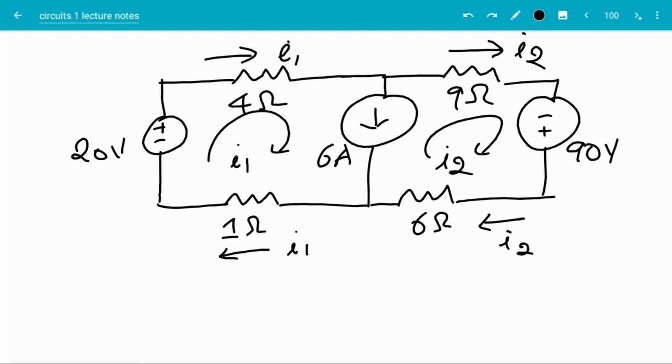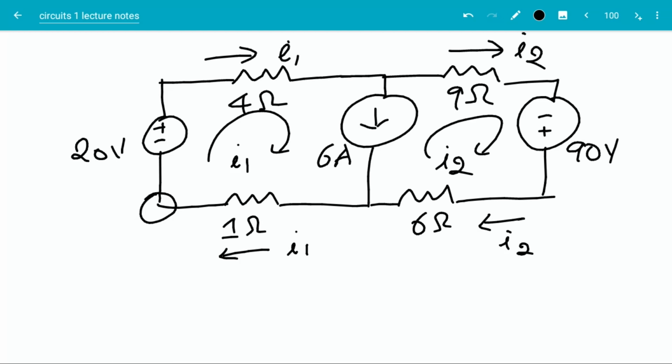In node voltage method, we write the KCL equations, and the equations are in terms of voltages. In mesh current method, we write KVL equations, and the equations are in terms of currents. I'm going to write a KVL equation on the left side loop corresponding to the loop current I1, starting and ending at that point, going in clockwise direction.